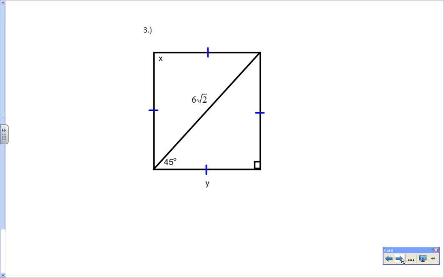So as you can see, sometimes these triangles show up in other objects. And so we've got 6 square root of 2, we've got a 45, a 90, we've got congruent marks. Okay, so I know this bottom one's 45, 45, 90, right? Now somebody just said, so is the top one.